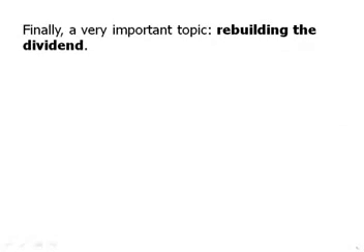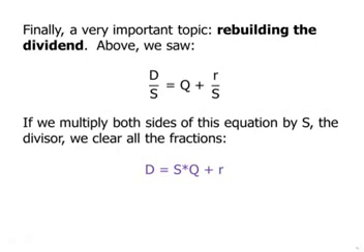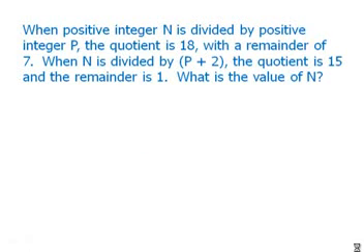Finally, a very important topic is rebuilding the dividend. What do I mean by this? Above we have that fraction equation. If we multiply both sides of the equation by s, the divisor, we clear all the fractions and we get the equation dividend equals divisor times quotient plus remainder. That formula is immensely important. That is called the rebuilding the dividend equation, and that is an immensely important formula for problem solving. Let me give an example.